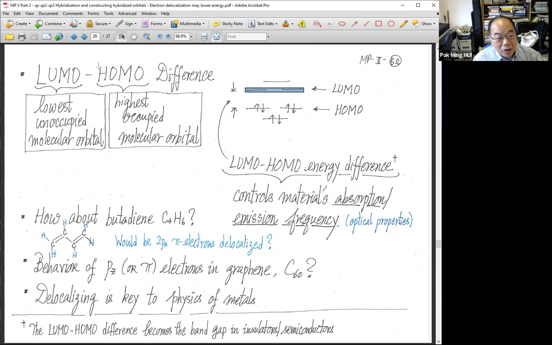What is HOMO? Highest occupied molecular orbitals. So the material scientists, they look fancy after they know quantum mechanics. Of course, the HOMO will refer to these two degenerate MOs because they are occupied, they are the highest energy being occupied. Now, what is the fancy of this difference? This is called the LUMO-HOMO difference. It is this energy difference. Why is it important?